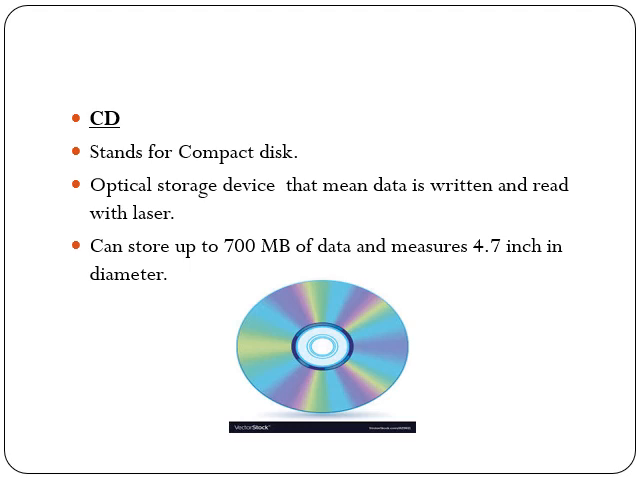CD. CD stands for compact disk. It is an optical storage device. So what do we mean by this optical storage? That means the data is in the form of writing, and it can be read with the help of laser. It can store up to 700 MB of data and is 4.7 inches in diameter. A CD can hold text, graphics, sound, images and videos. It can also be used for data backup and holding software.